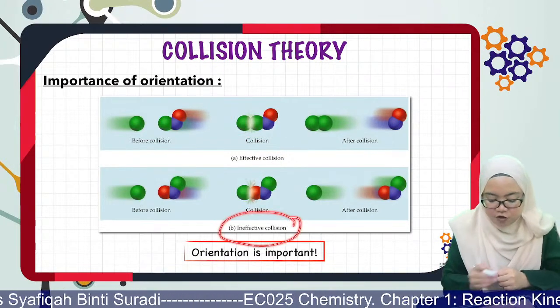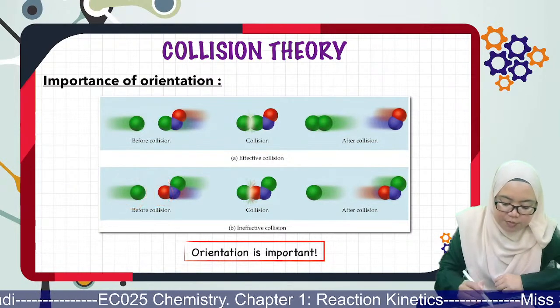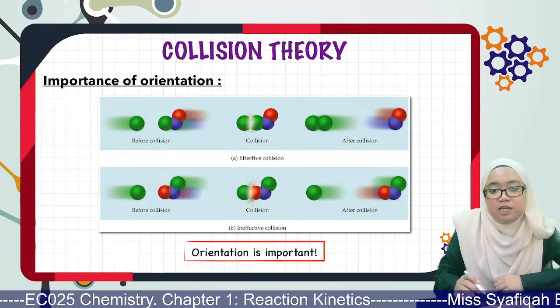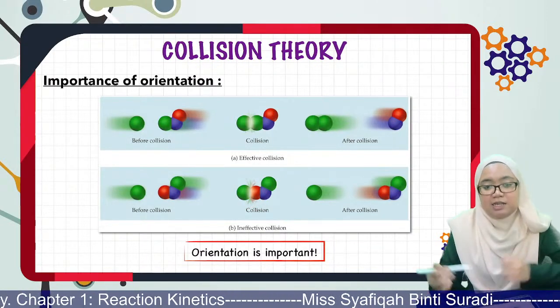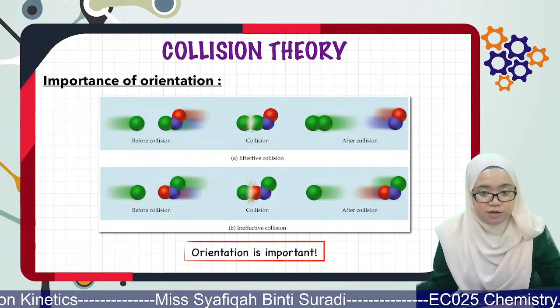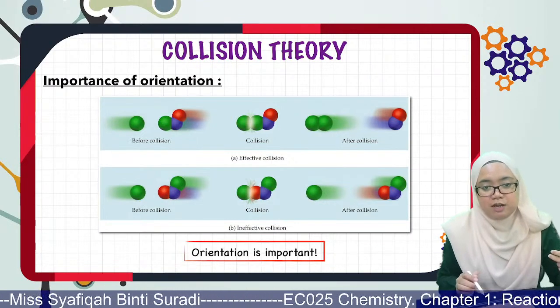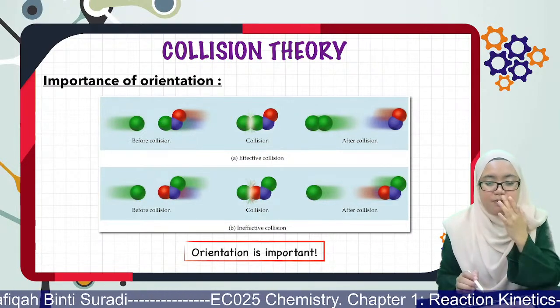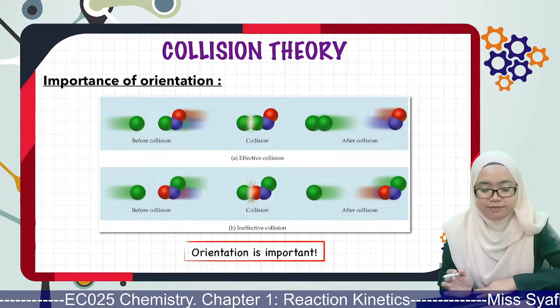Kalau ineffective collision, okay, kita tengok ini before collision. Tapi bila dia collide, disebabkan dia punya orientation incorrect, jadi bila dia collide tu dia akan bounce balik, dia tak akan form product pun. Okay, so ini adalah betapa pentingnya kita punya correct orientation to make sure that the reactant boleh form product.